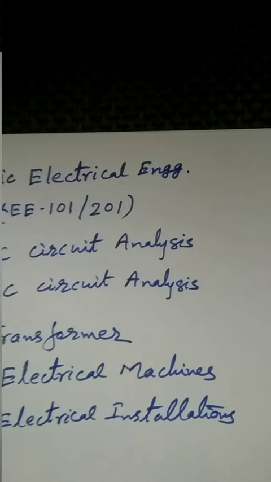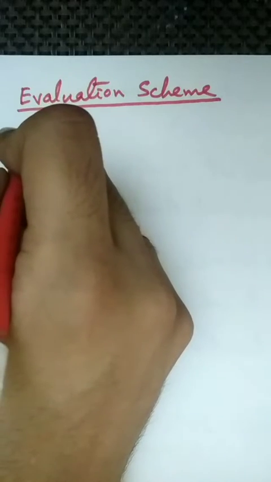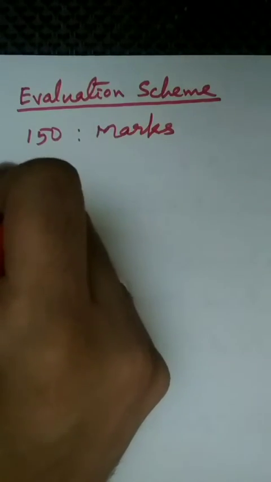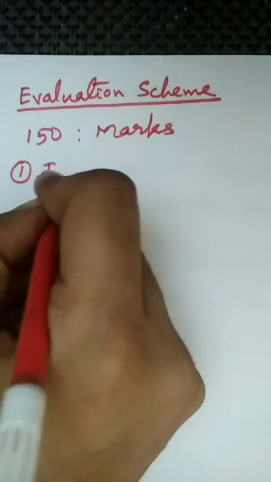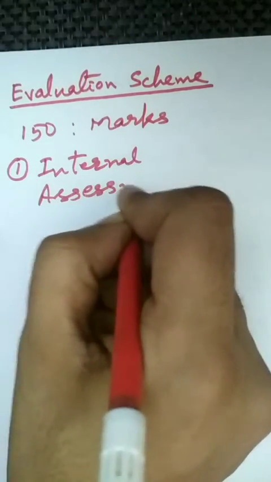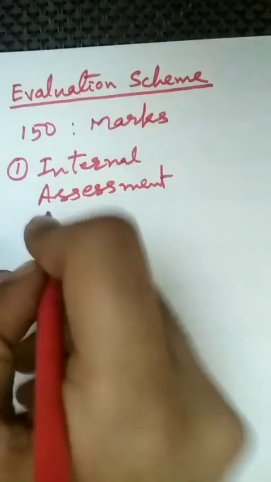Okay. Now the evaluation scheme of the subject. According to the university curriculum, Basic Electrical Engineering is of total 150 marks. It has 2 components. The first one is called the internal assessment. And the weightage for the internal assessment is 50.